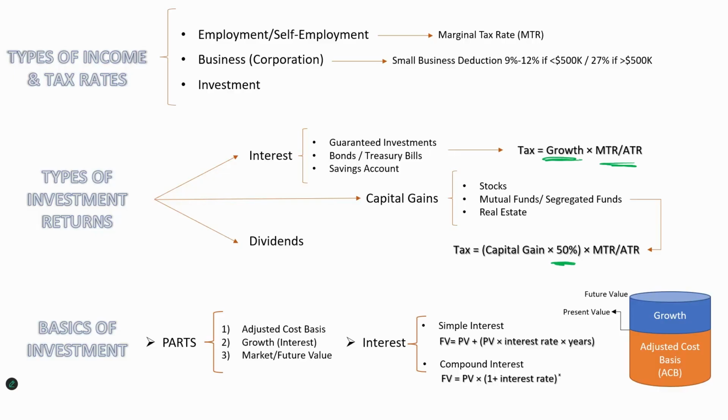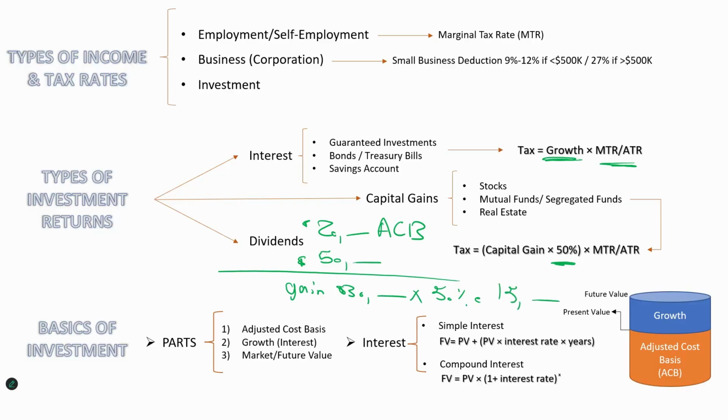Let's do an example. Let's say you've put in $20,000. This is your ACB, the money that you've deposited. And now your market value, or your present value, is $50,000. So how much growth did you have? You've had a gain of $30,000. If it's a capital gain investment, you have a 50% tax exemption, so you pay tax on only $15,000. Let's say your tax rate is 40%, so you pay 40% tax on this amount, which is going to be $6,000.